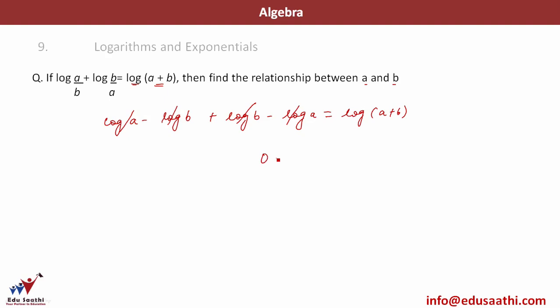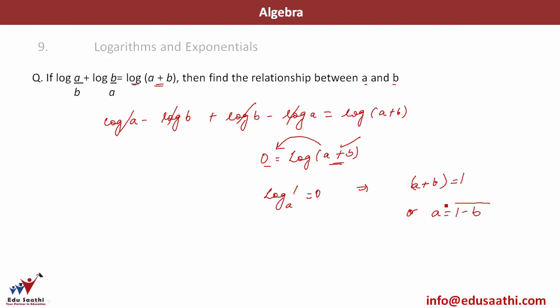So what I get, log of a plus b is equal to 0. Log of a number to any base is 0. What is that number? 1. Log of 1 to any base is 0. That implies a plus b should be equal to 1. The relationship should be that they would sum up to the value of 1.